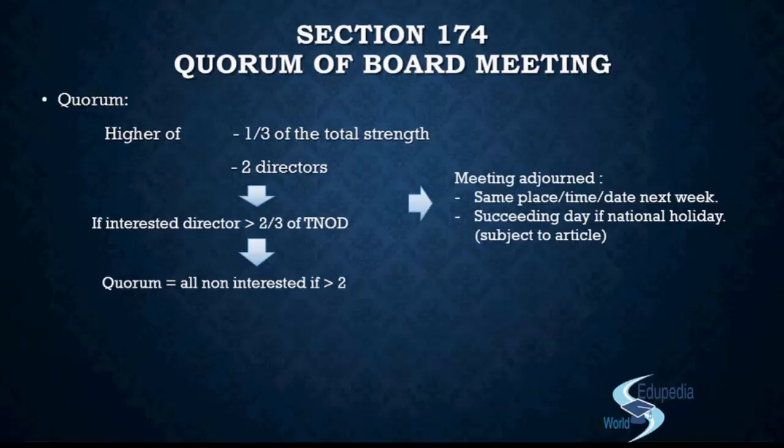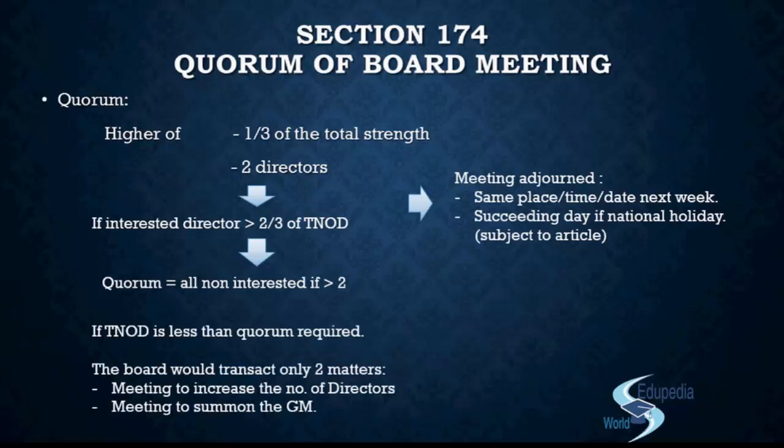And even if there are some vacancies in the board, the continuing directors would continue to act. They would not wait for those directors to come back to fill up the vacancies. But if at any point of time the total number of directors falls below the quorum required, that means the vacancies have increased so much that the total number of directors is lower than the quorum.